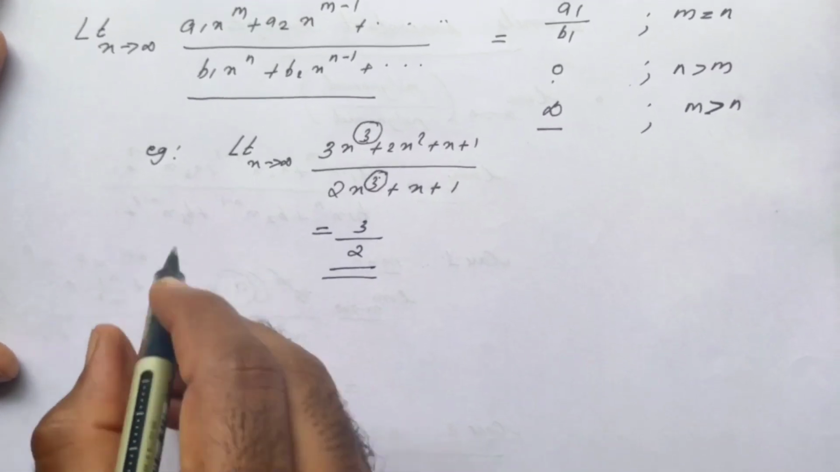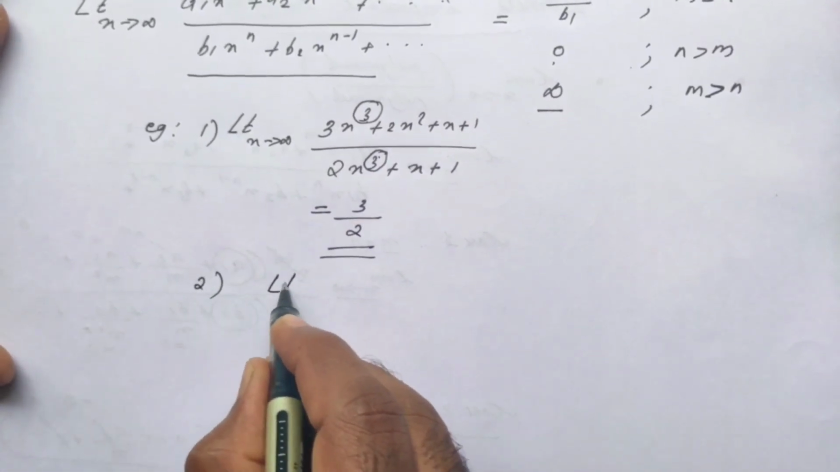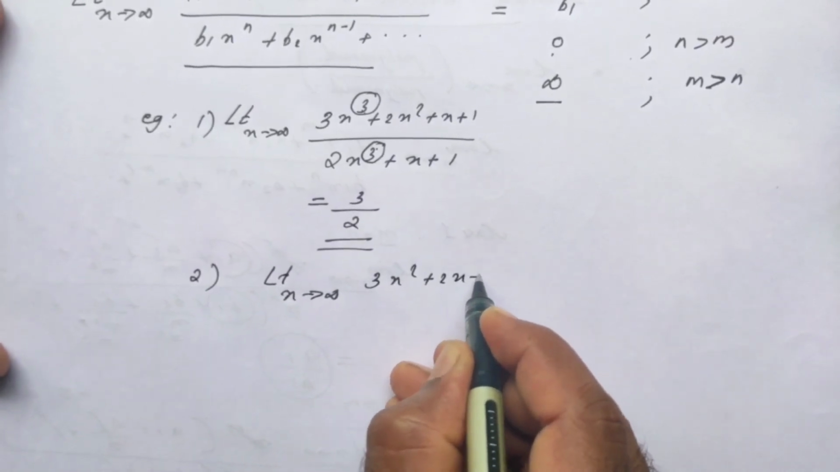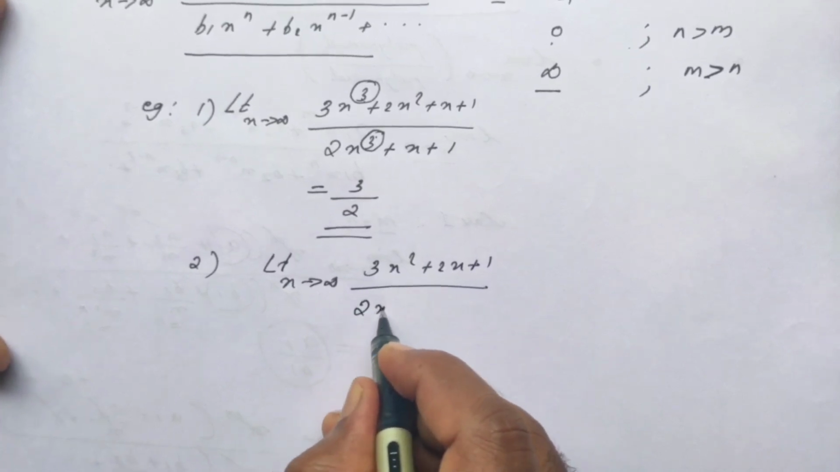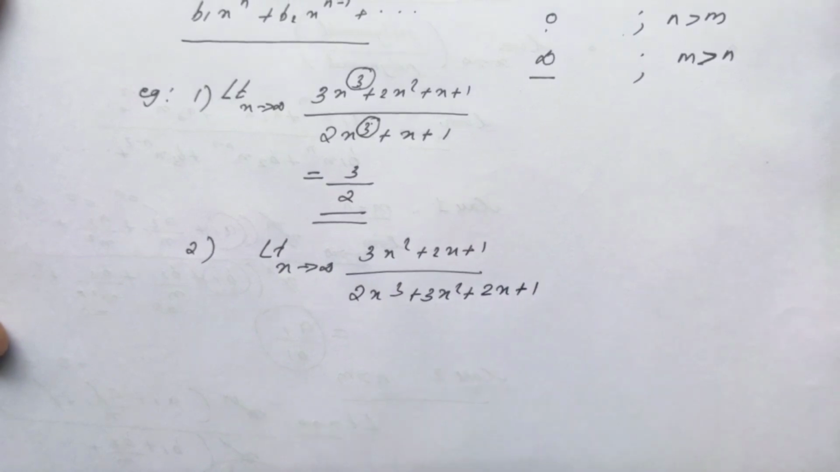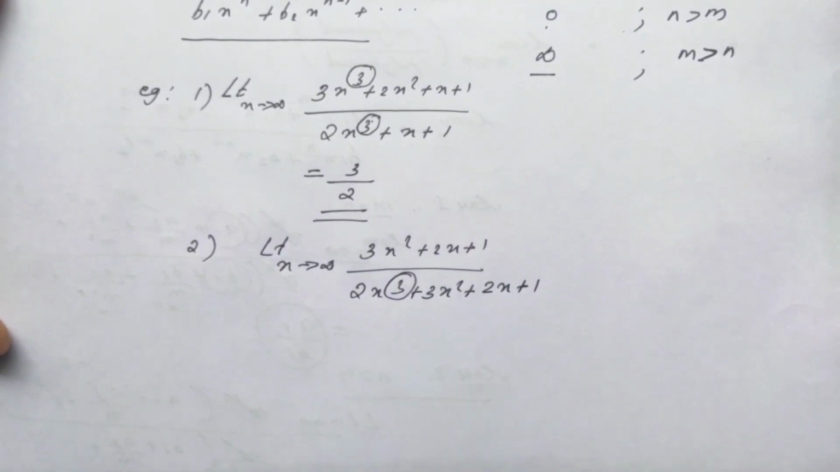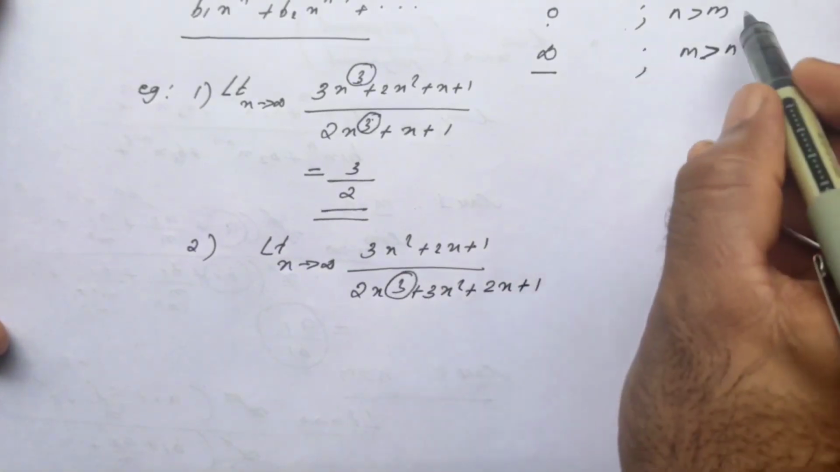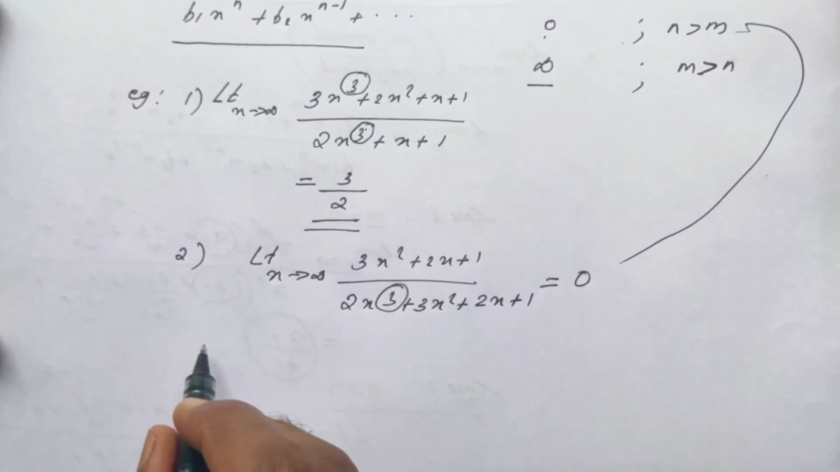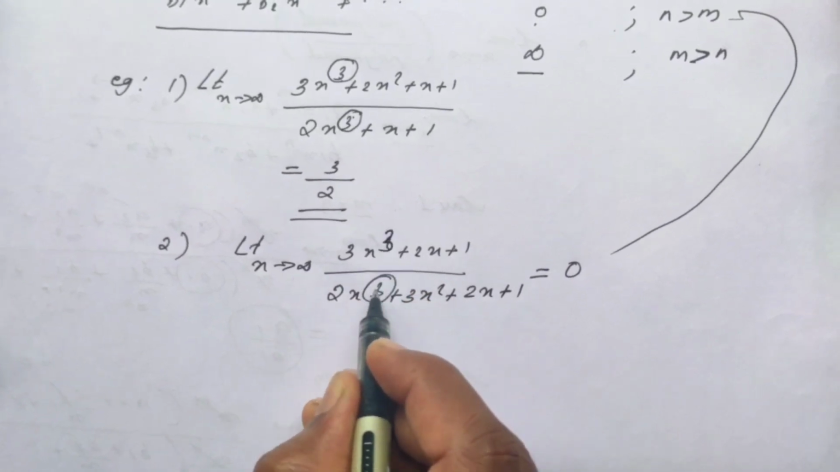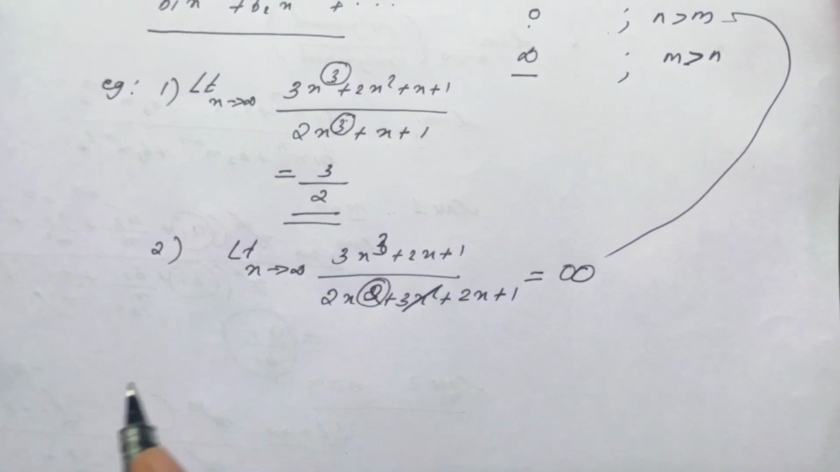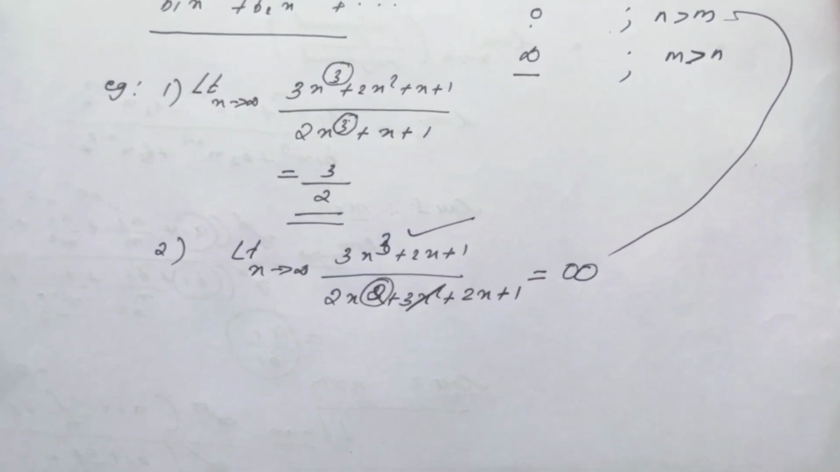Let's take another example. When the question is limit x tends to infinity, (3x square plus 2x plus 1) divided by (2x cube plus 3x square plus 2x plus 1). Here the denominator order will be higher compared to the numerator order. Therefore the answer will become 0. And if it is x cube in the numerator and x square in the denominator, then the answer will become infinity. That is, the numerator order will be higher compared to the denominator order.